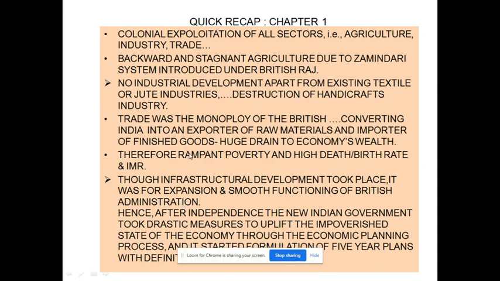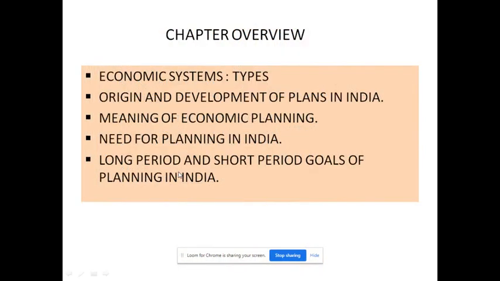In this backdrop, after independence, the new Indian government took drastic measures to uplift the impoverished state of the economy through a process of economic planning, which started the formulation of 5-year plans with definite targets. So, this is why I have gone into chapter 1, Indian economy state on the eve of independence, in order to help you grasp the points of economic planning process and the goals of 5-year plans better.